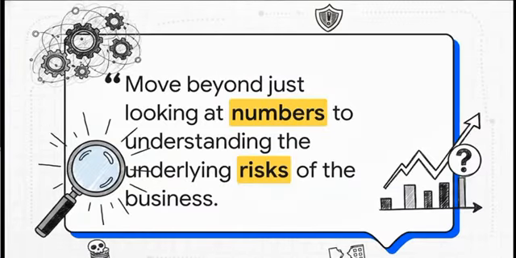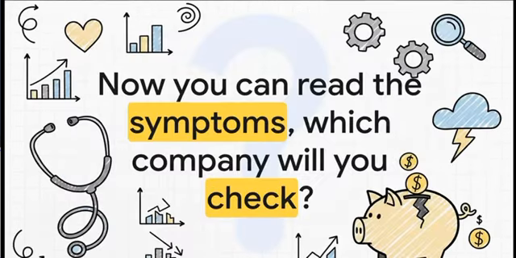And that brings us to the ultimate goal here. The whole point of this isn't just to calculate a bunch of ratios. It's to use these numbers to understand the real story and the real risks of the business that's behind them. So there you have it. We've given you the basic tools to perform a financial checkup and read the vital signs of a business. You now know some of the key symptoms of financial trouble to look out for. So the only question left is, which company's health are you going to check first?